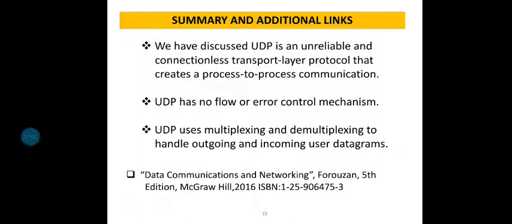The summary and additional links we have discussed in this lecture. UDP is an unreliable and connectionless transport layer protocol, and it provides process to process communication. UDP doesn't have a flow or an error control mechanism. The error control can be based on a checksum, which is optional. And UDP uses multiplexing and demultiplexing to handle outgoing and incoming user datagrams.